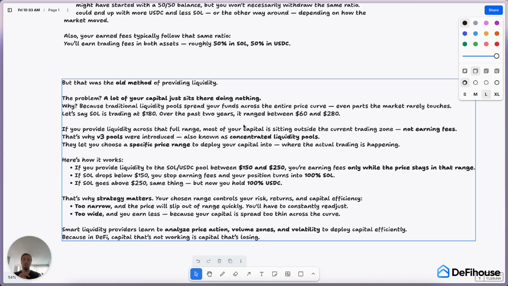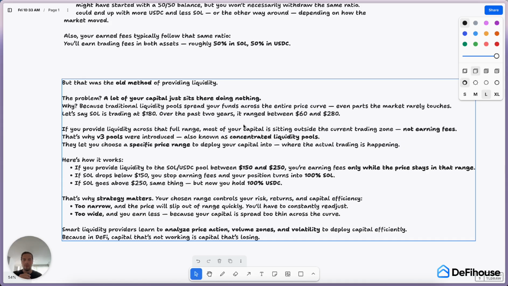On the other hand, if you make the range too wide, too big, you earn less because your capital is spread too thin across the curve. Meaning that if the current price is 180 and most of the trading happens between 150 and 250, for example, but you made the range 60 to 450, a massive range for Solana, then you will generate yield, but that yield will be so much smaller. You will earn way, way, way less because most of the money is outside the current trading zone.